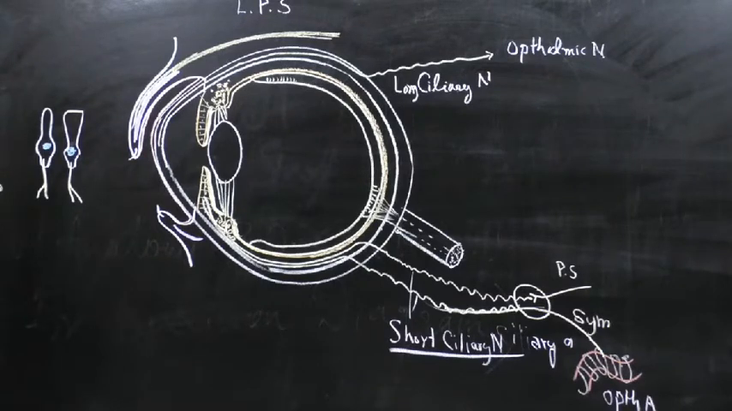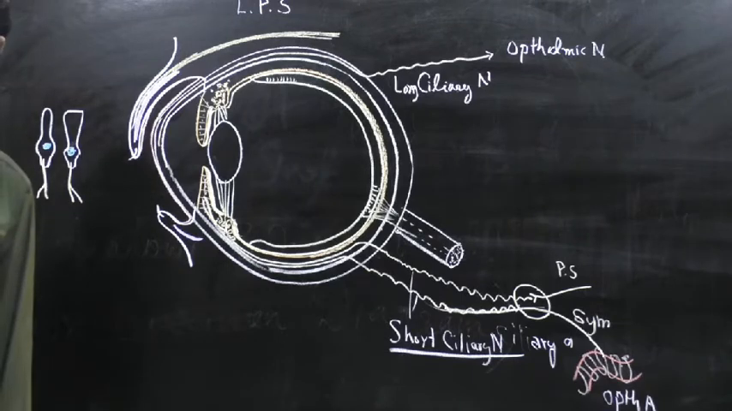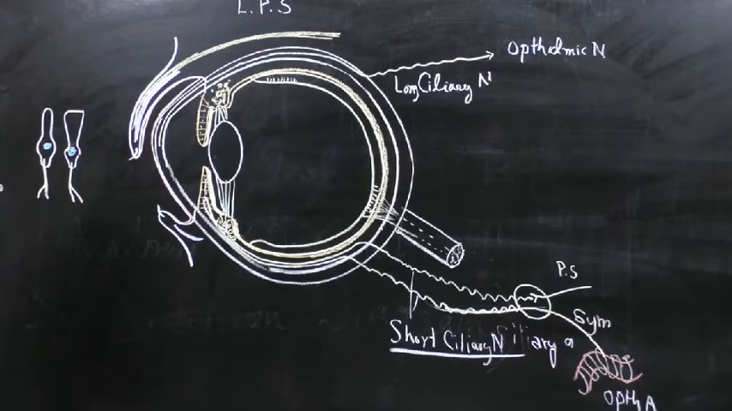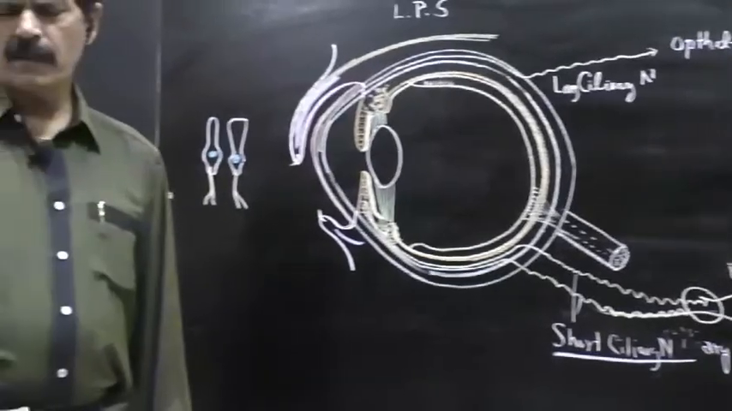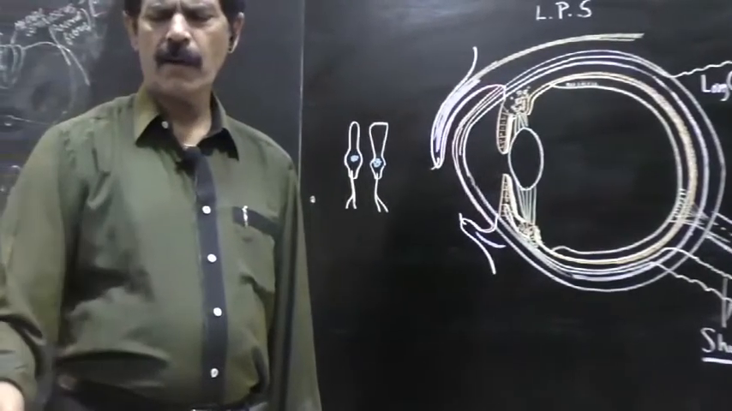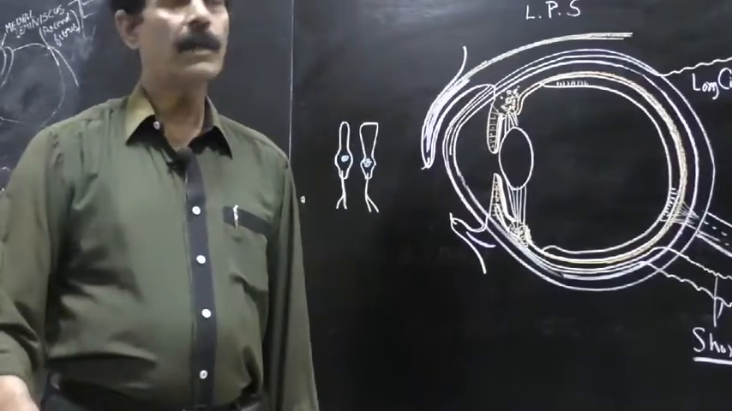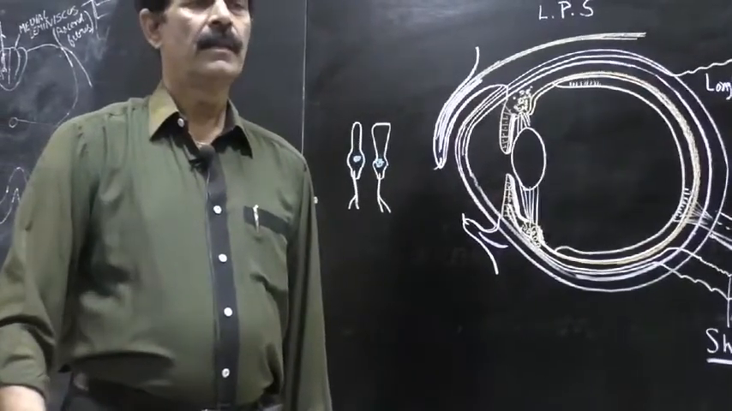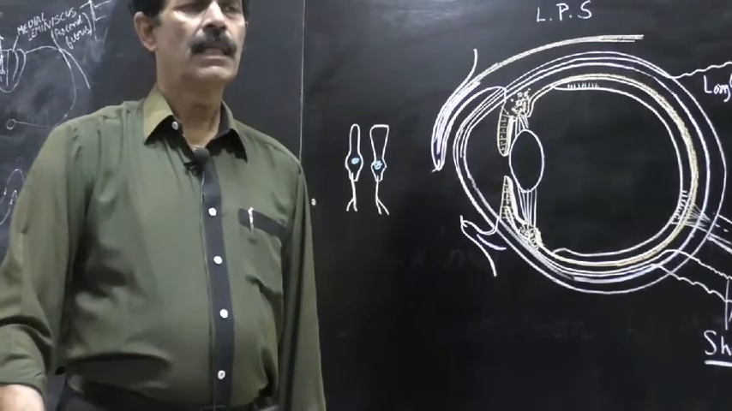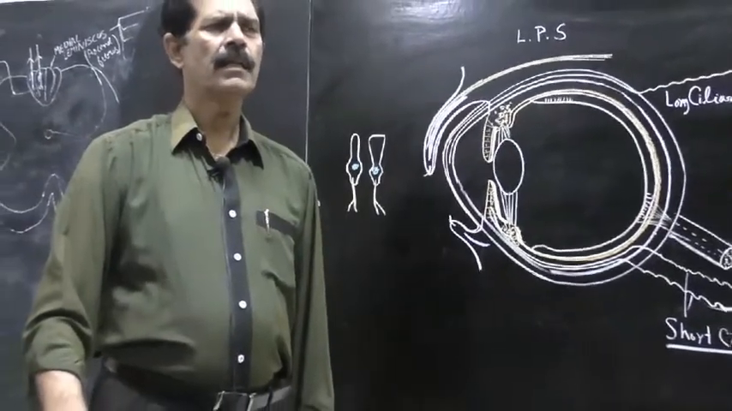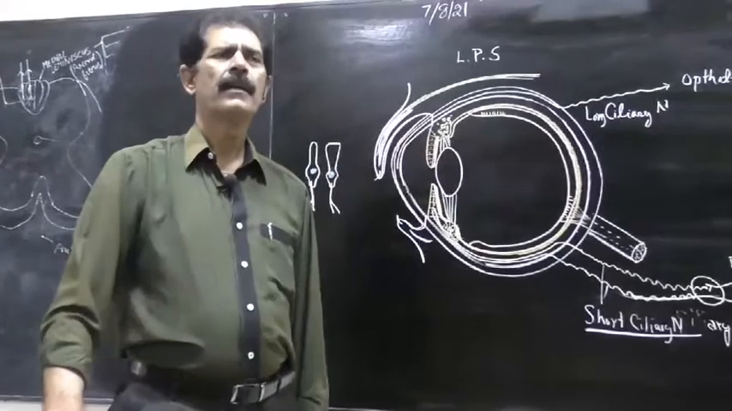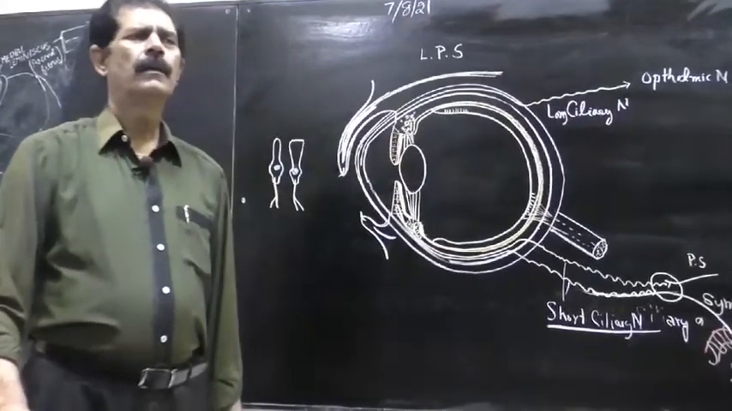Now the next part we have to do, after doing thorough knowledge of the eyelid, eyeball and all the layers, now we are able to understand the part that is the optic pathways.